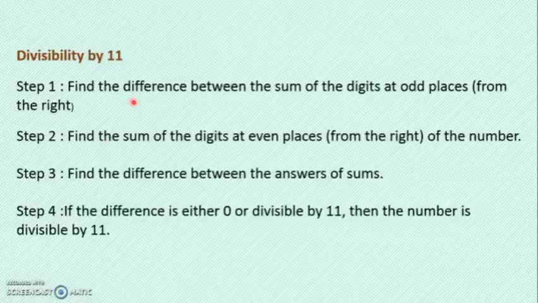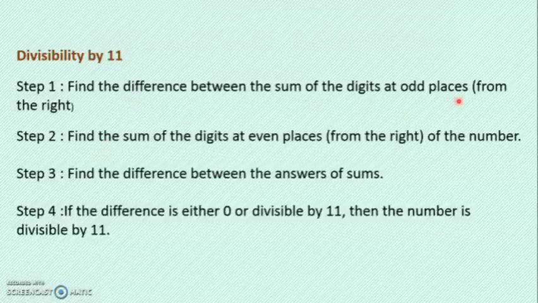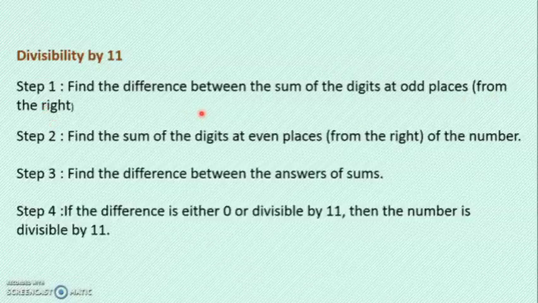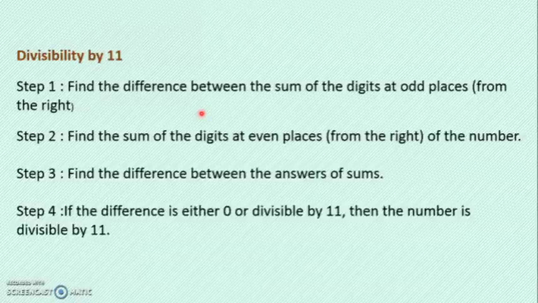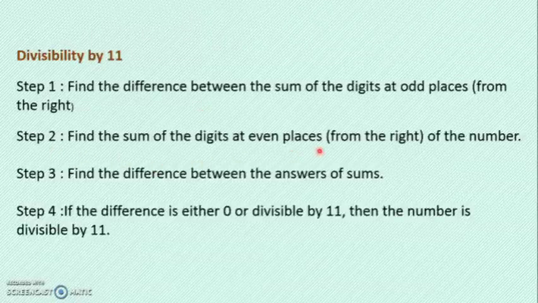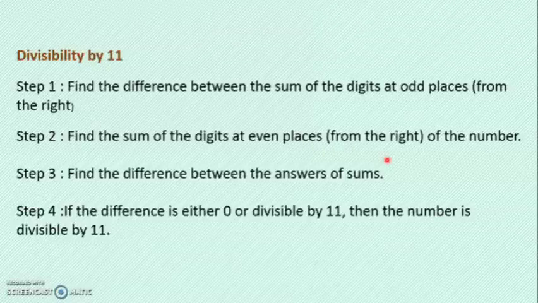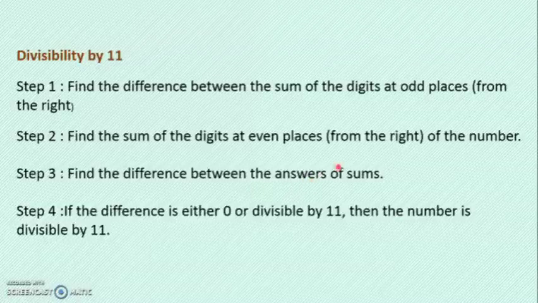First step is to find the difference between the sum of the digits at odd places. Okay, we got a number. We first have to write odd, even like that. We have to start from the right and go on placing odd and even. Then in step 2, we have to find the sum of the digits at the even places. First we found the sum of odd places and then the sum of even places from the right of the number.